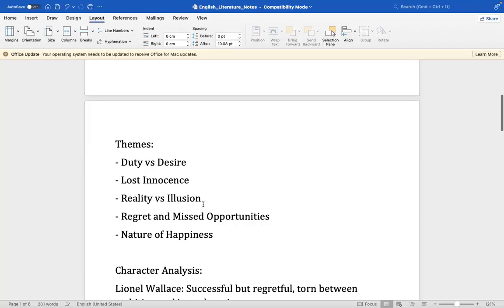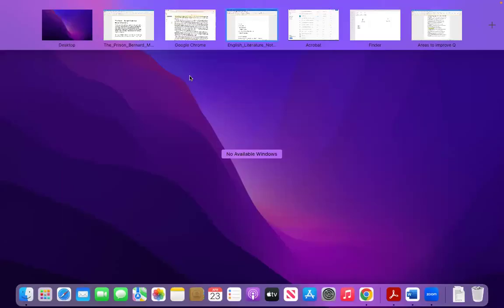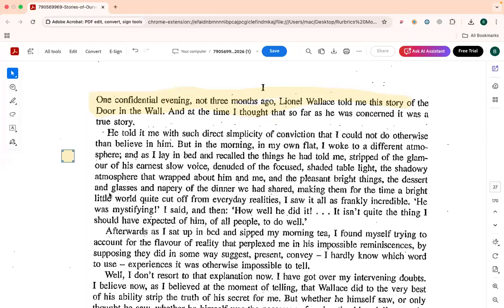Reality versus illusion, duty versus desire. These are a few of the themes of the story. Lost innocence. Though we have just read the opening paragraph of the story, not in detail, can you link one of the themes to the opening of the story? Which theme do you think is dominant in the opening? Reality versus illusion. And can you quote evidence from the opening paragraph that this is reality versus illusion?